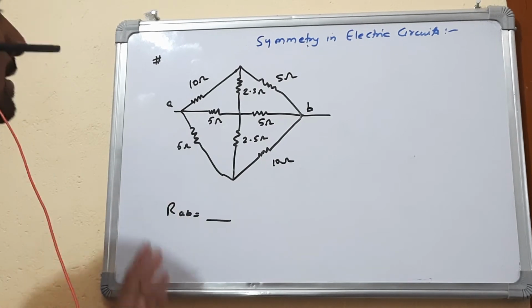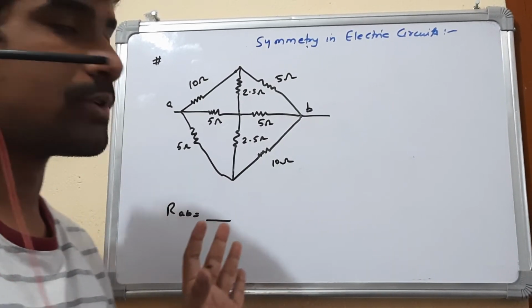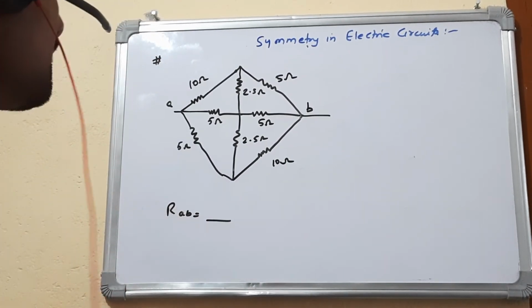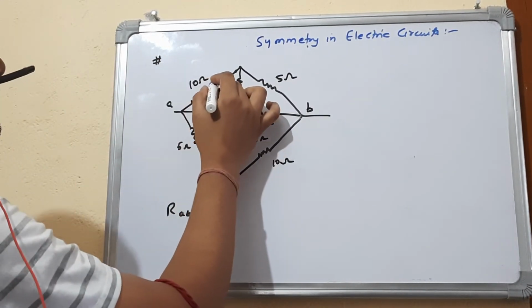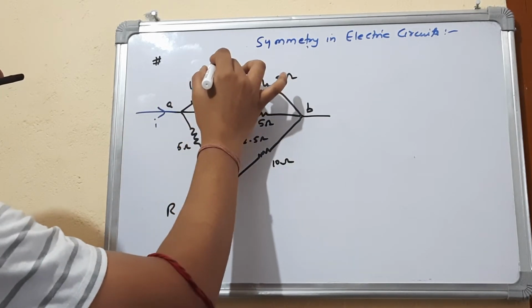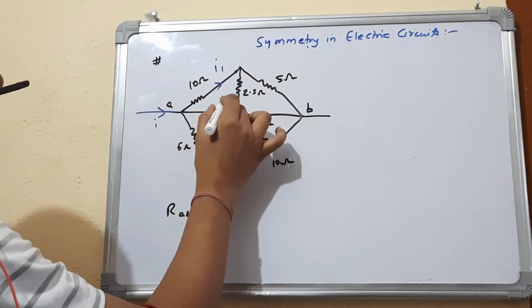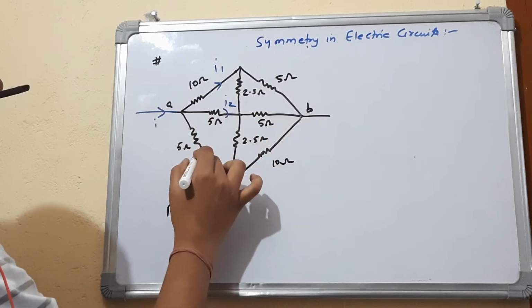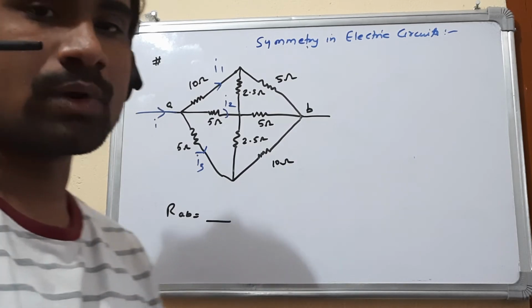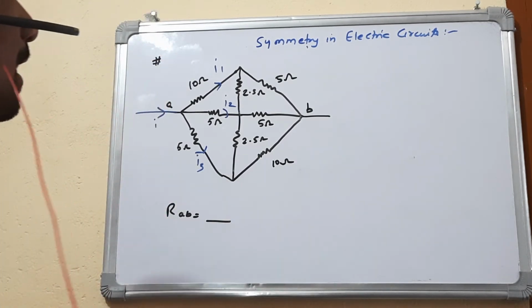So let's see, this is a complex network given to us, and we need to find the resistance between A and B, right? So let's say I1 is the current I which is entering at A, it is distributed as I1, I2 and I3 here. I1 here, I2 here and I3 here. So three different currents, right? I1, I2 and I3, right?